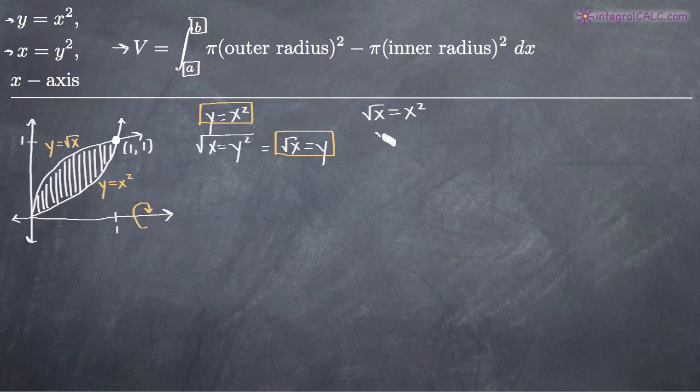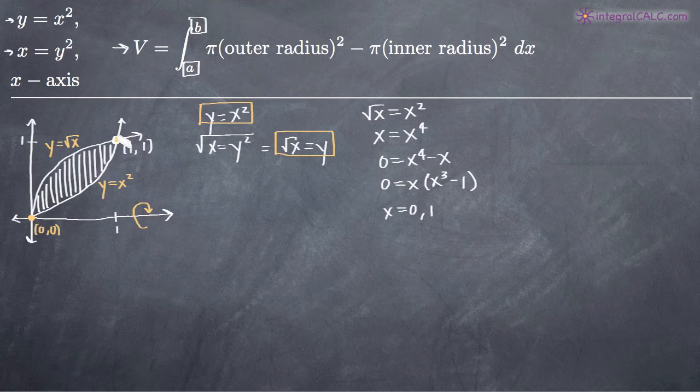You'd square both sides. I'll just end up doing it. You'll get x equals x to the fourth, and then you'll move everything to one side. So I'll get x to the fourth minus x, and then I can factor out an x and I can solve. So I'll get x cubed minus 1, and you can see that x is going to be equal to either 0 or 1.